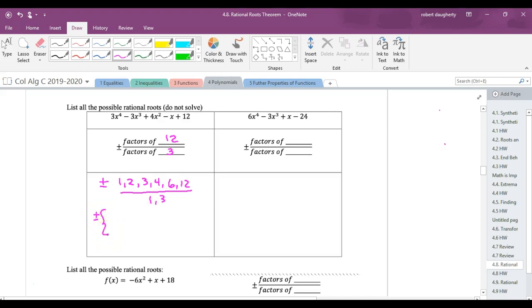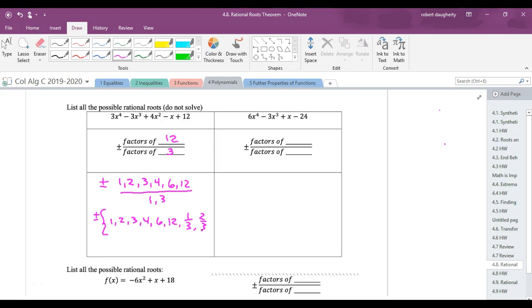So what are all the numbers? I have to take every number on the top, divide it by every number on the bottom. What is every number on the top divided by 1? It's just copy down those numbers, right? 1, 2, 3, 4, 6, 12. Now I need to divide each of those numbers by what? 3. What's 1 divided by 3? We'll call that 1/3. 2 divided by 3, that's 2/3. What's 3 divided by 3? 1. That number is already on my list. I don't need to write it down.